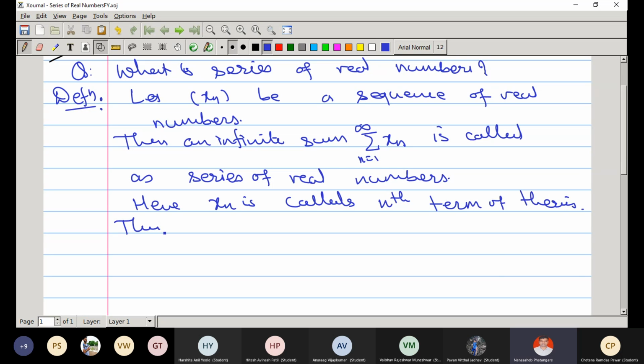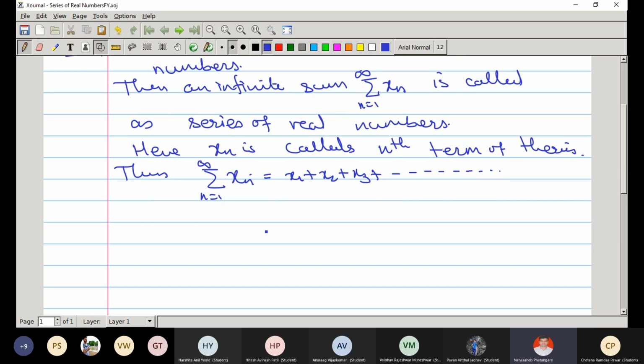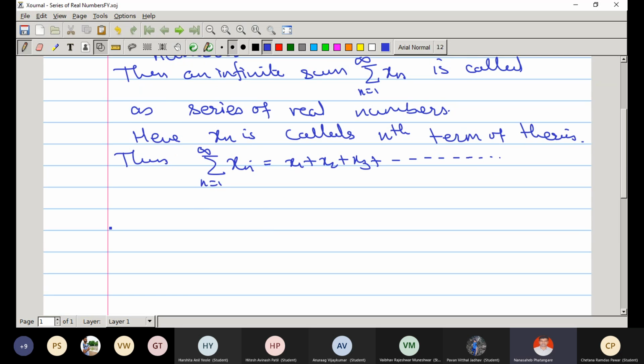So thus, what is the meaning of summation of xn, n from 1 to infinity? It is x1 plus x2 plus x3 plus and so on. So if you add these infinitely many numbers, then it is called a series of real numbers, right?